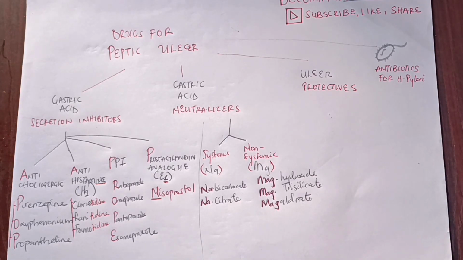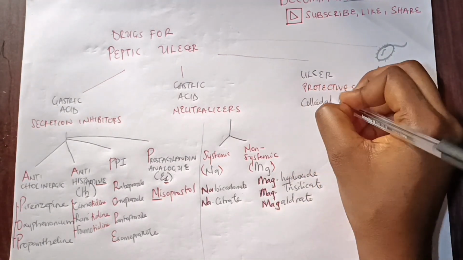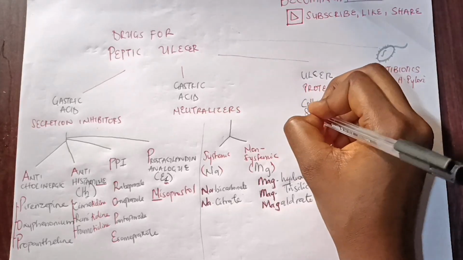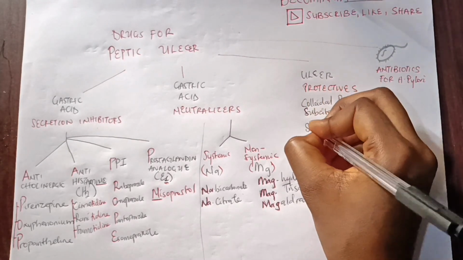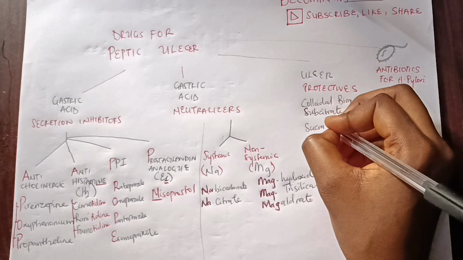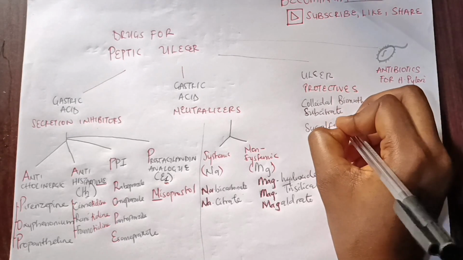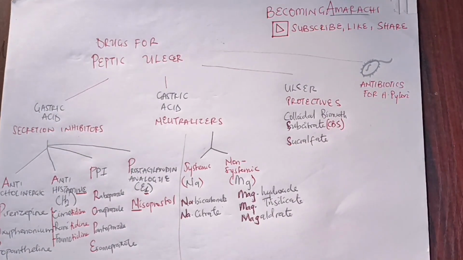And then we now have ulcer protectives. For the ulcer protectives, I always say we have CBS. Okay, CBS, which is colloidal bismuth subcitrate. And the other S, remember, there is what? Sucralfate. And then the other we have antibiotics.